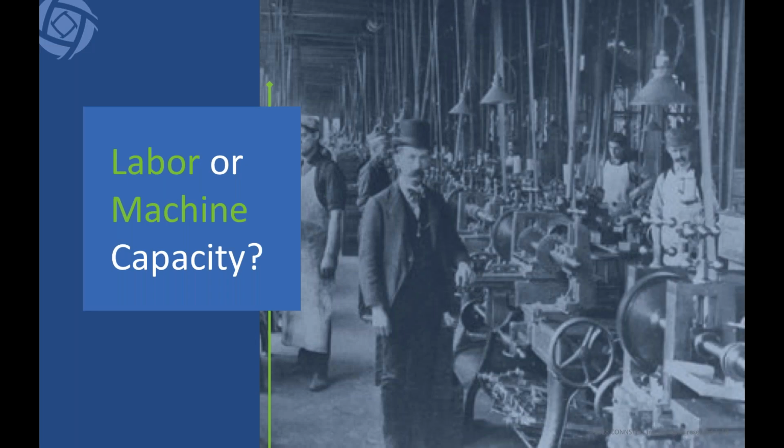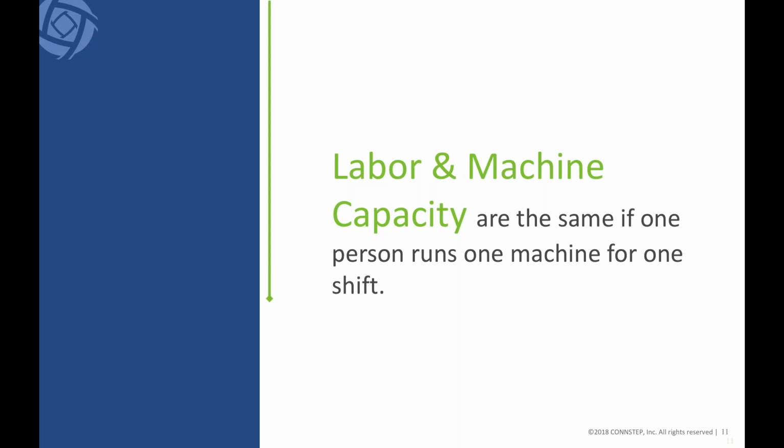So when we mention capacity, are we talking labor or machines? Well, if one person is running one machine for one shift, then essentially labor and machine capacity are the same. But of course, we recognize that sometimes one person is running multiple machines, or we have a person on a machine on days, and then for nights we have a different person on the same machine. So those have to be calculated independently.